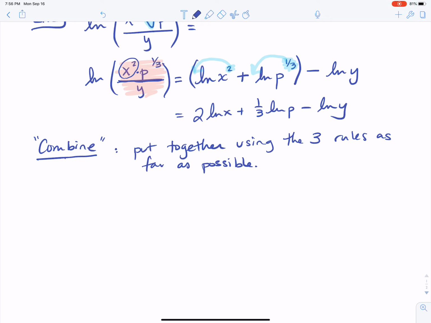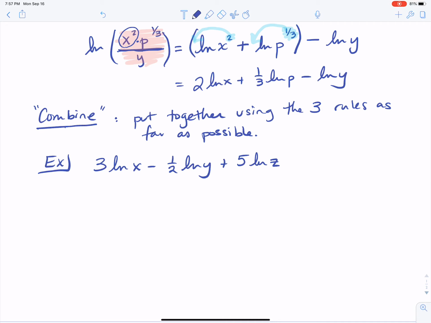All right, so it works kind of backwards from the ones that we just did. In the ones that we just did, I was doing the power property last. So in these, we're going to use the power property first. So if you have this example, 3 ln x minus 1/2 ln y plus 5 ln z. So when you are putting together, you are going to do the powers first. So all of these have numbers in front, become powers of the argument.